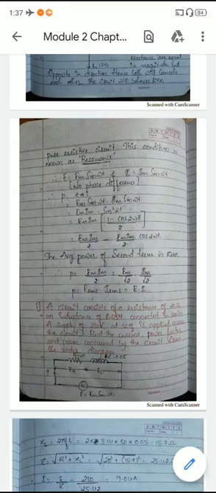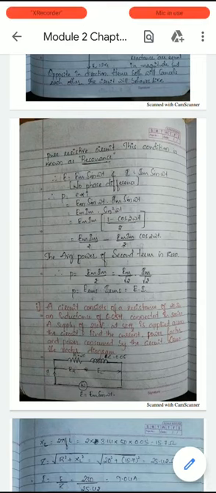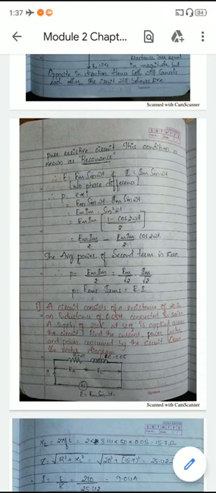Hi students, in the previous class we discussed a simple RL series circuit, right? So today we will discuss a problem on that. Let us take the problem.